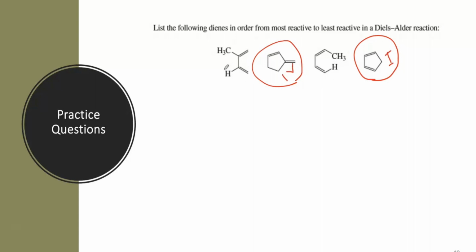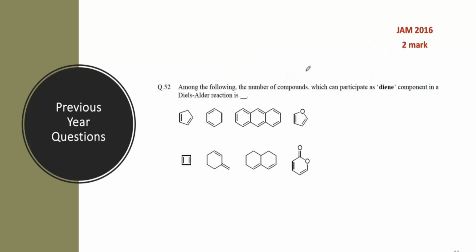Now out of these two, both are in s-cis conformation, and because of the presence of this CH3 in the ring, there can be some steric effects. Therefore, this will be more reactive than this one. So this will come second and this will come third. So the order will be: this is most reactive, then this, then this, and finally the s-trans conformation.